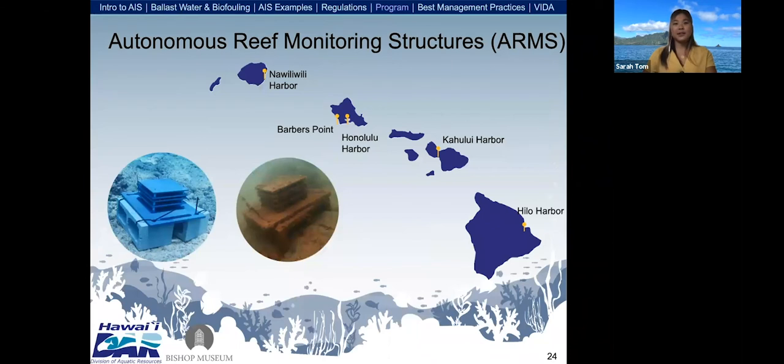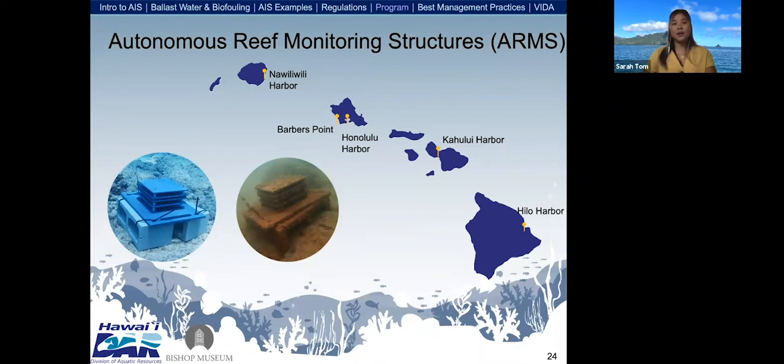So a current project that is being worked on is the Autonomous Reef Monitoring Structure, or as we call it, ARMS, Harbor Monitoring Project. In 2018, DAR deployed 20 ARMS units inside 5 commercial harbors and adjacent reefs in the state of Hawaii. So harbors were studied because this is where vessel traffic is the highest, and the majority of marine introductions are related to vessel operations.